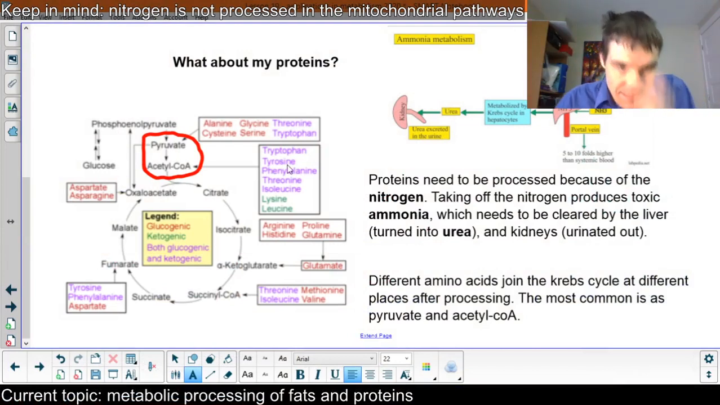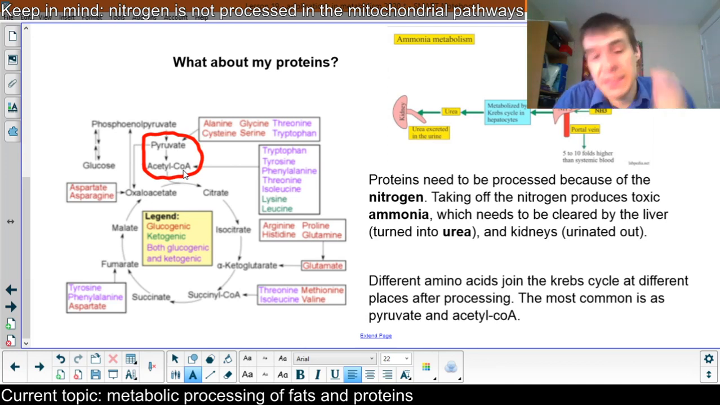Other ones like tryptophan, tyrosine, phenylalanine, threonine, isoleucine, and lysine, and leucine, these ones, 1, 2, 3, 4, 5, 6, 7 of them, turn into acetyl-CoA, like I was talking about earlier. So most of your proteins, most of the amino acids in your proteins, 13 out of the 20, will turn into acetyl-CoA. But other ones will actually join at different parts in the cycle.